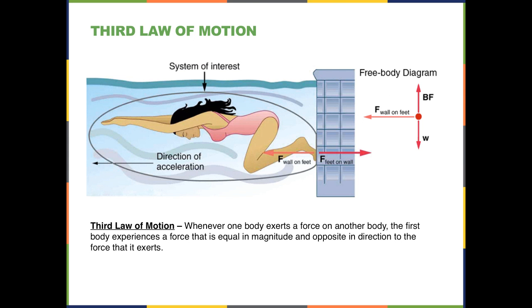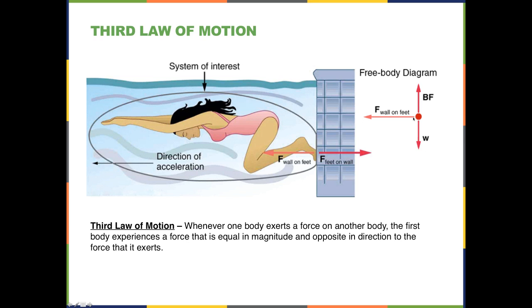So for example, here we have an individual. They're going to push their feet on the wall, and they push with a certain force F. And at the same time that they push with the force F, the wall pushes on their feet with a force, causing them to move in this direction. Now the only force that has to be put in the free body diagram is the force of the wall on the person's feet, because it's what results in motion.